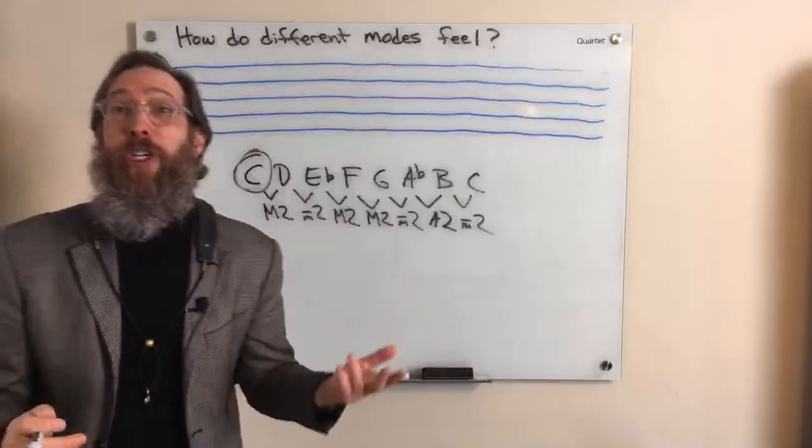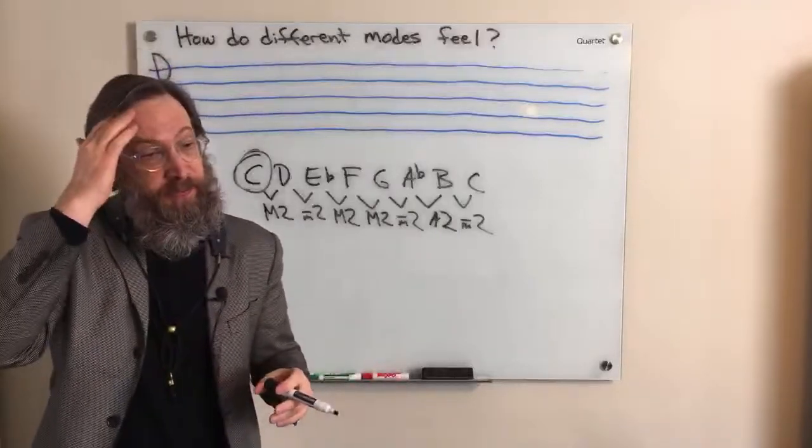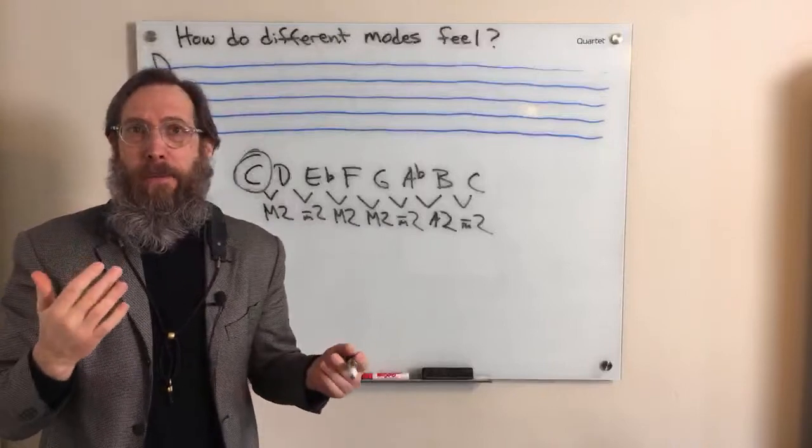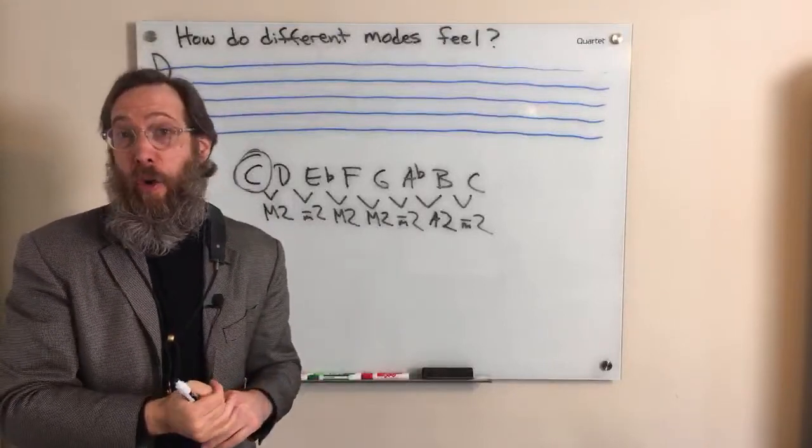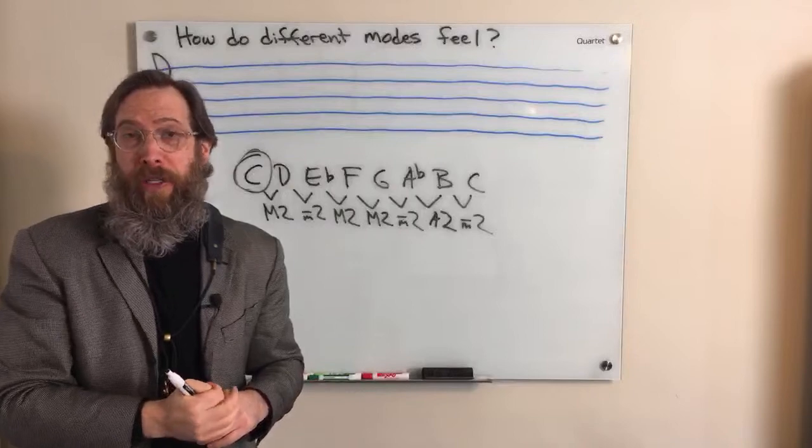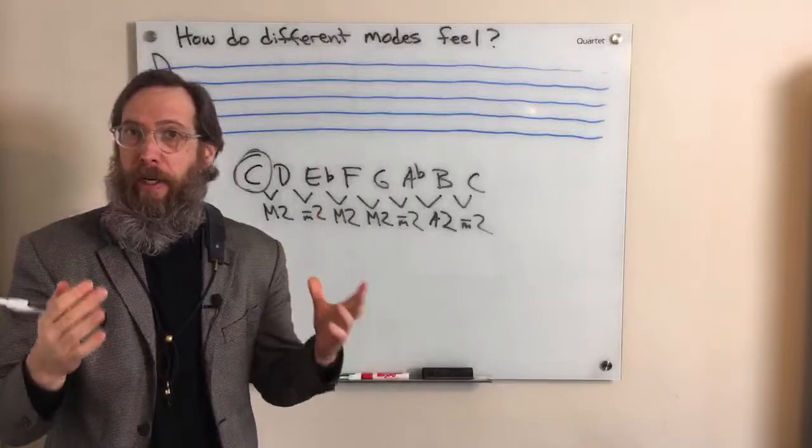So in the original question that was asked to me, how do I pick out modes in a score? What you do is you look for a tonal center, a tonal focus.